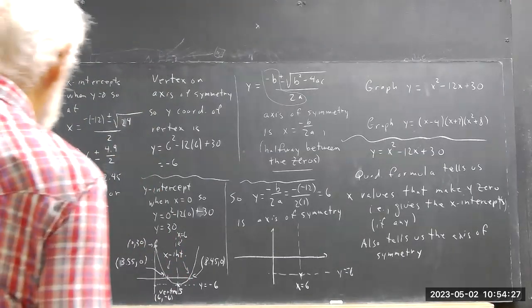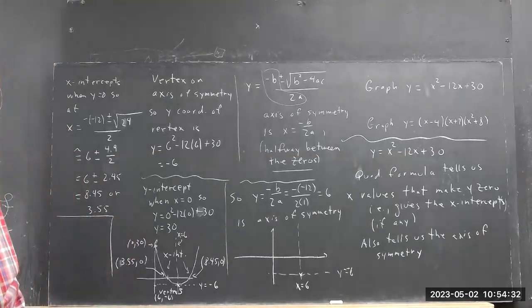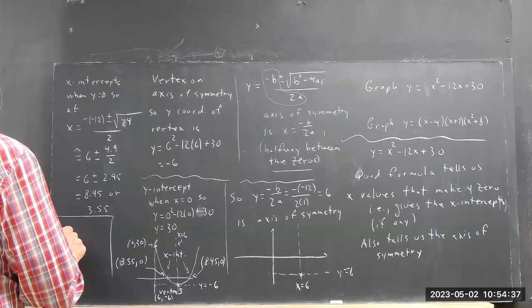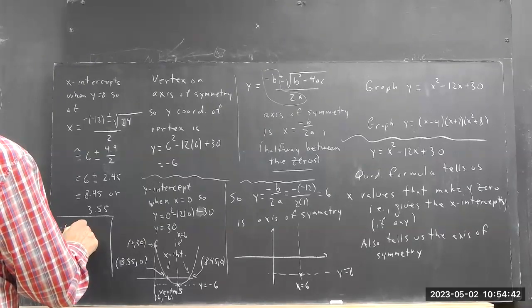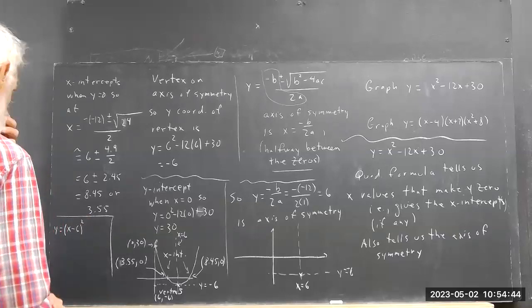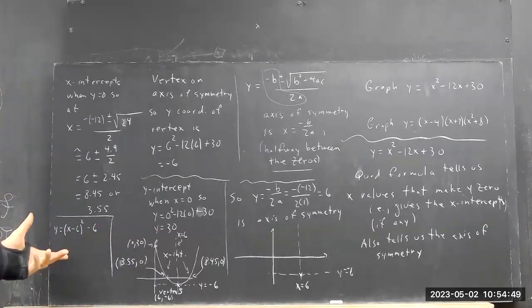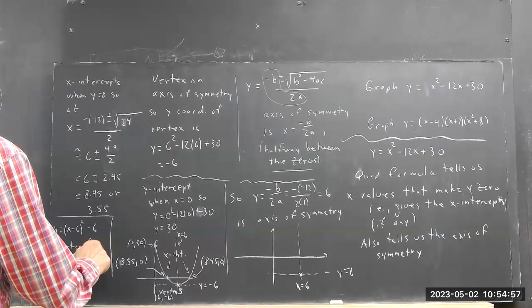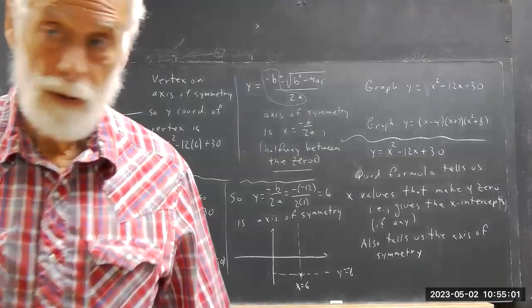It also tells you, I don't have time to do this for the other time, but this tells you that this function could also be written as y equals (x minus 6) squared minus 6, with the vertex point. Something you might or might not need to know if you're in my class, you should know that.